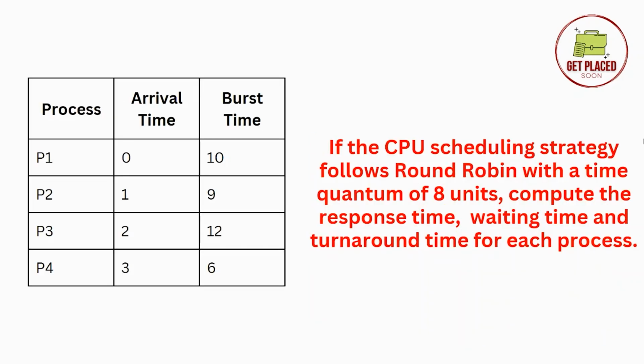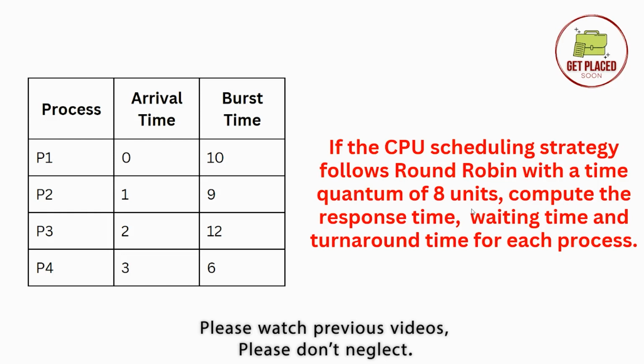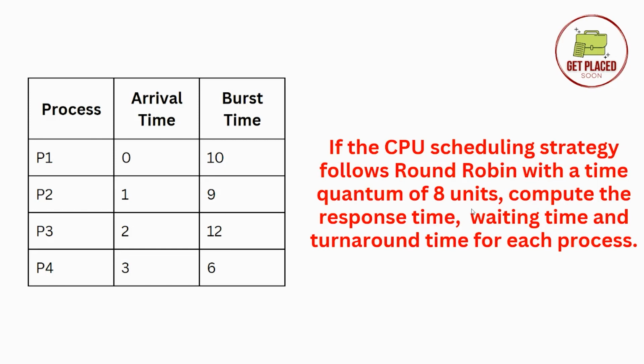As you can see in the table, we have four processes P1, P2, P3 and P4. We also have their arrival time and burst time respectively. And also in the question, we have a time quantum of 8 units mentioned. If you aren't aware of this term time quantum, or of round robin scheduling, make sure you watch my previous video. Then you'll easily understand and be able to solve the problem.